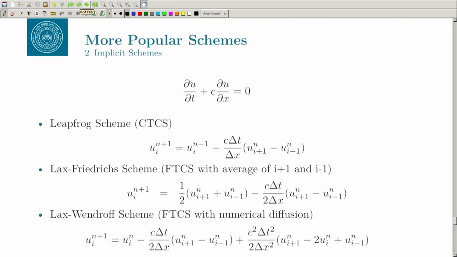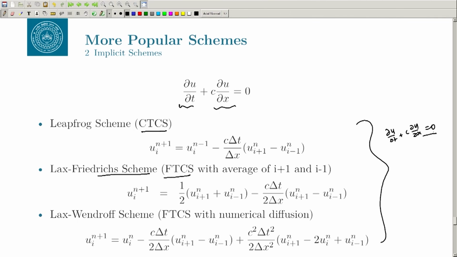For example, there are many different schemes which have been built over time. Right now we have taken the average of n and n plus 1 in the Crank-Nicolson. There is a scheme called leapfrog scheme, where we will use central in time and central in space. Similarly, you have the Lax-Friedrichs scheme, where it is forward in time and central in space, but this is all shown for the convection problem, del u by del t plus c del u by del x equal to 0. We have taken the average on this i plus 1 and i minus 1 when you are trying to get the central in space.